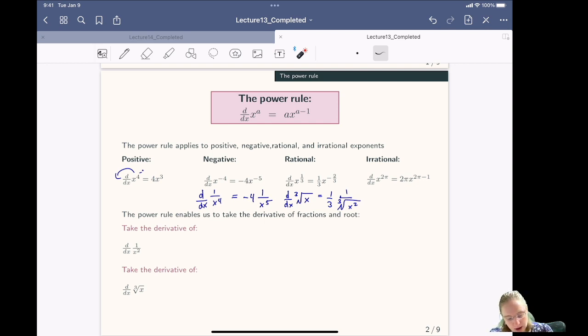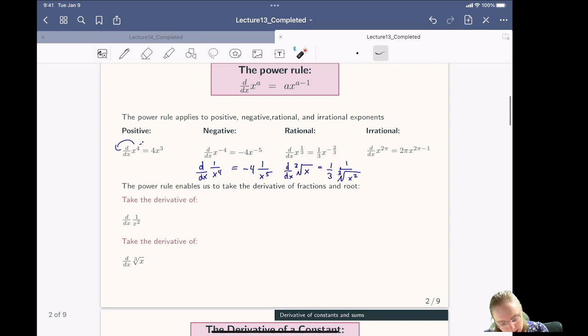All right, so some examples. Let's take the derivative d by dx of 1 over x squared. Note that this is the same thing as taking d by dx of x to the minus 2. Now we use that power rule. We're going to take that minus 2 down and subtract 1. So we have minus 2 x to the minus 3.